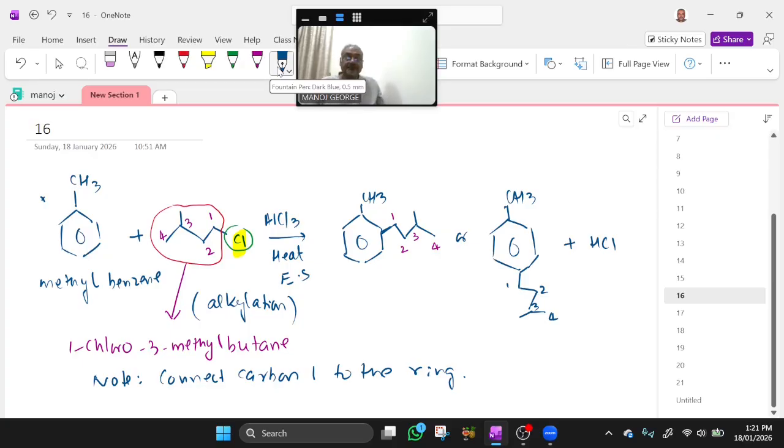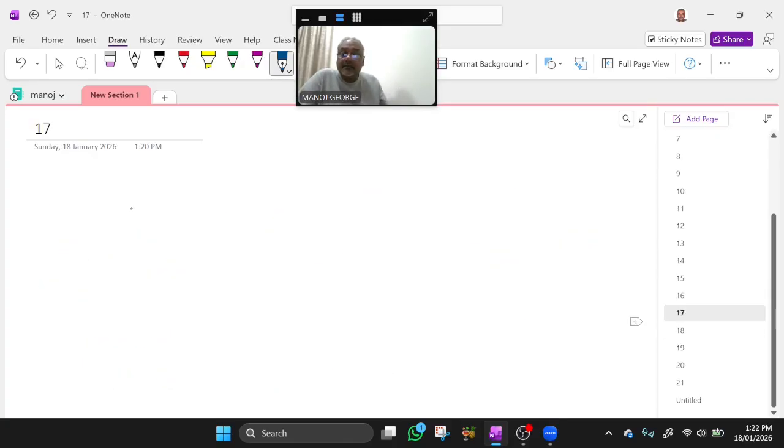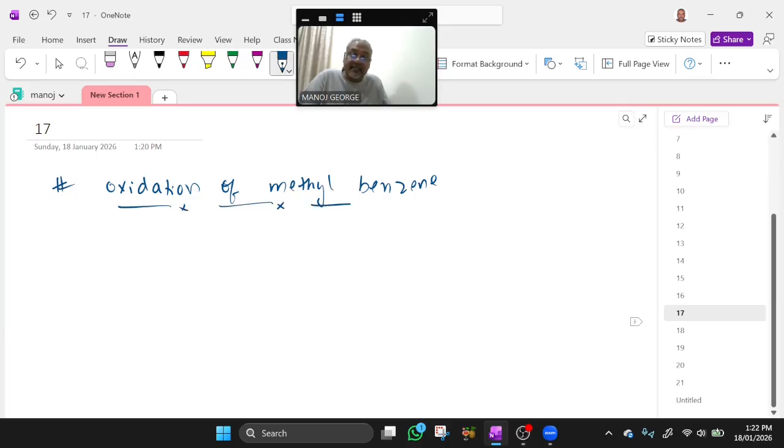Fantastic. Okay, so let's have a look at the last of the reactions. Again, pretty important, pretty repeated in the examinations. Oxidation of methyl benzene. Of course, we do oxidation of methyl benzene, but any R group on the benzene ring will get oxidized exactly in the same way to form the same product. So it does not even matter how many carbons there are. But let's have a look.